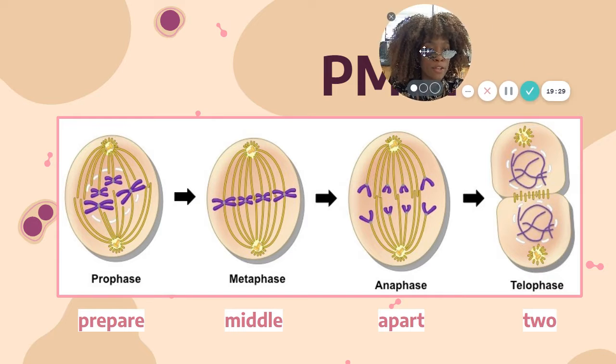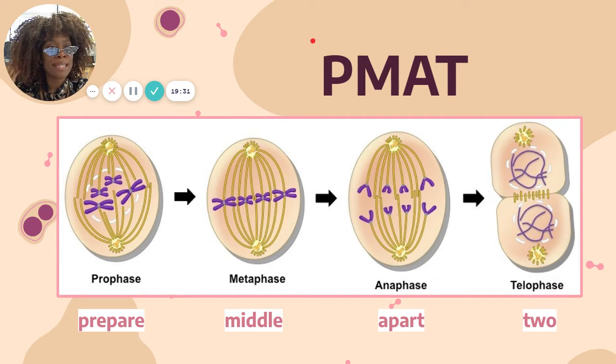Okay, now let's look at it all together. PMAT. Remember, these are the stages of mitosis. So first things first is we have interphase. What are the three phases of interphase? G1, then S, and then G2.